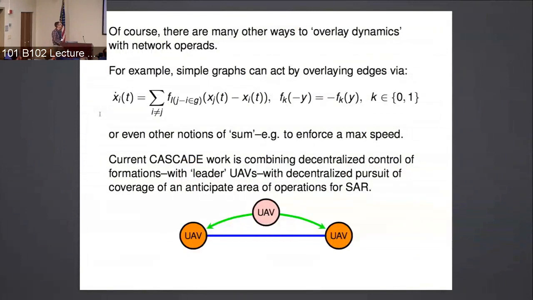And so in our current cascade work, one of the things we're interested in is combining decentralized control of formation by having some UAVs that are leaders, and then these other UAVs, the minions, are going to try to anticipate coverage for our functions so that when an IP event happens, there will be someone close by. So that's what I have.